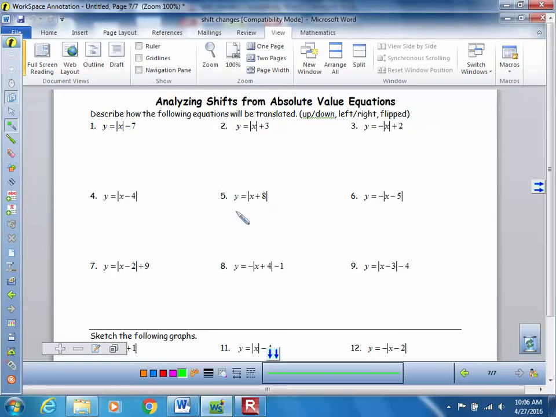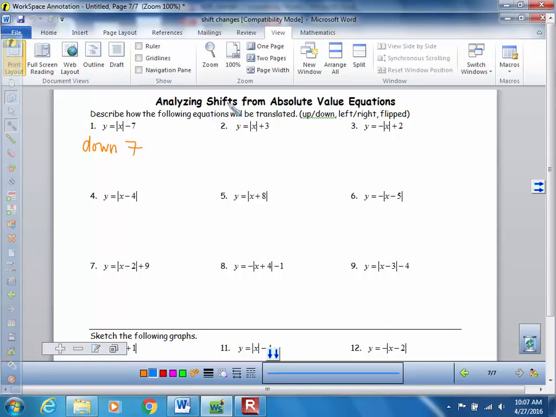Okay, let's look at analyzing. We did this yesterday, and this is probably the easiest thing that you're going to see. You're just telling what happened to it. So looking at number 1, did this one move up or down? Number 1, did it move up or down? Nobody knows? Down how many? Down 7.